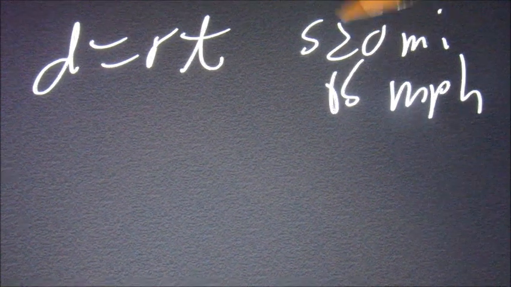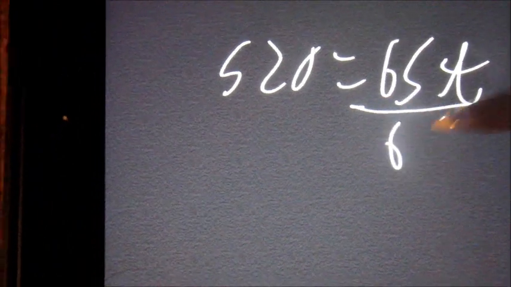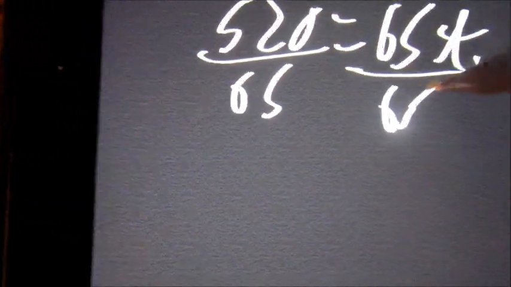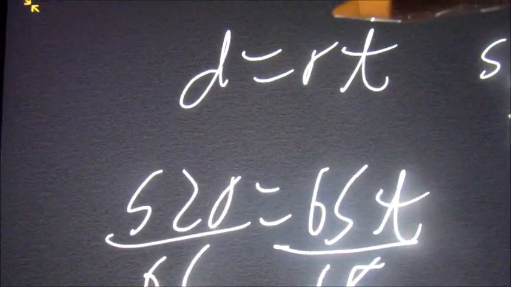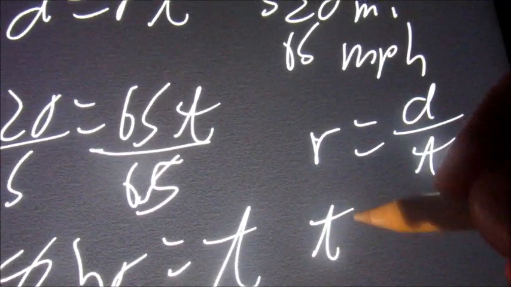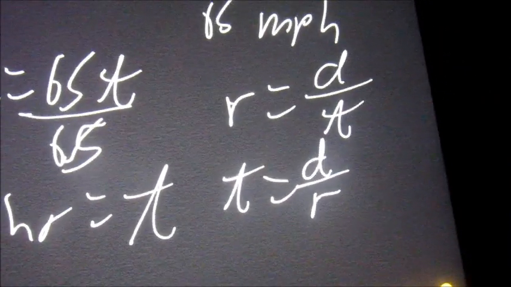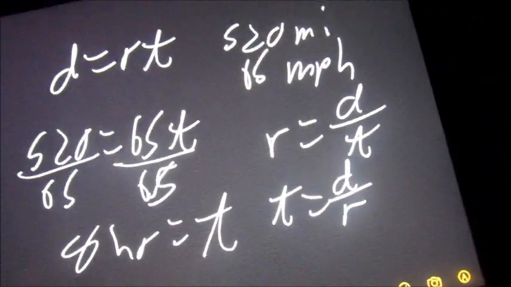So we just substitute the 520 for distance equals our rate is 65, and we need to find t. So we just divide both sides by 65, and we get 8 hours equals our time. So using this formula, D equals RT, we can also always say R equals D over T, or T equals D over R. Those may be actually some of the questions that you get where all you do is that.